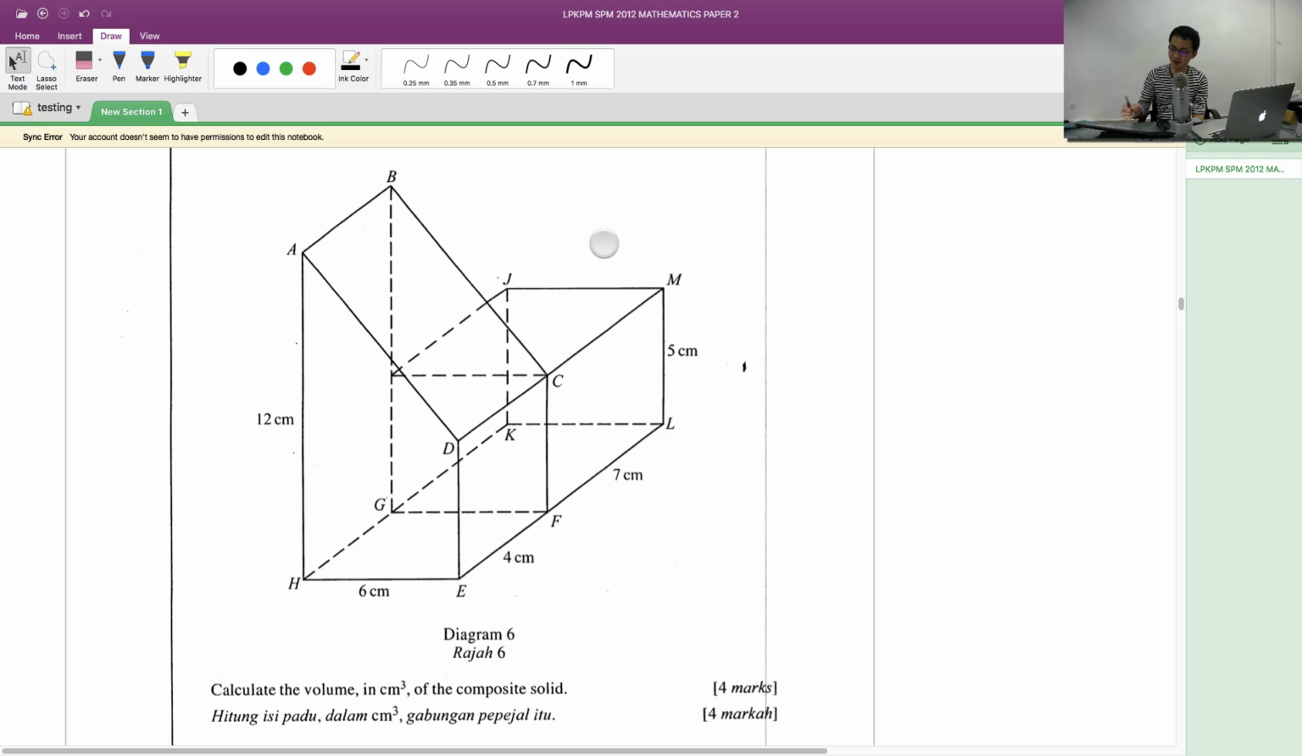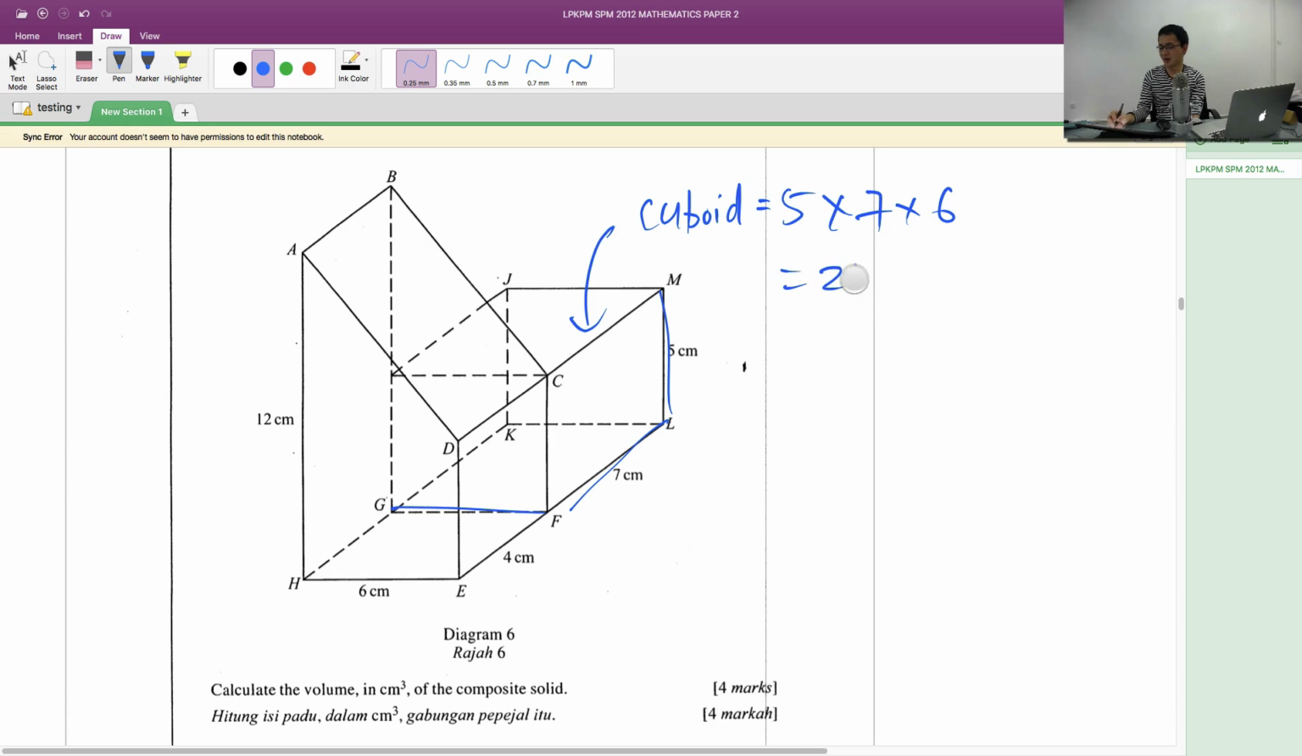So first thing is, this is a cuboid. It's very easy. For a cuboid, in order to get the volume, we know it is 5 multiply 7 and then multiply 6. Alright, just 5 multiply 7 multiply 6. This one is 210. I hope my math is correct. If wrong, just let me know. Okay, then we need to find this prism.